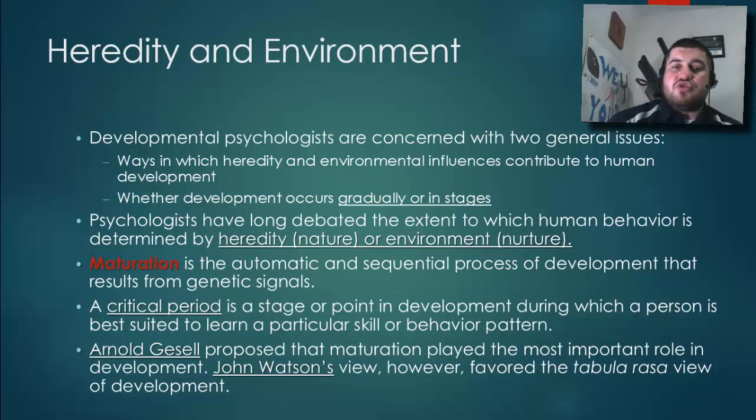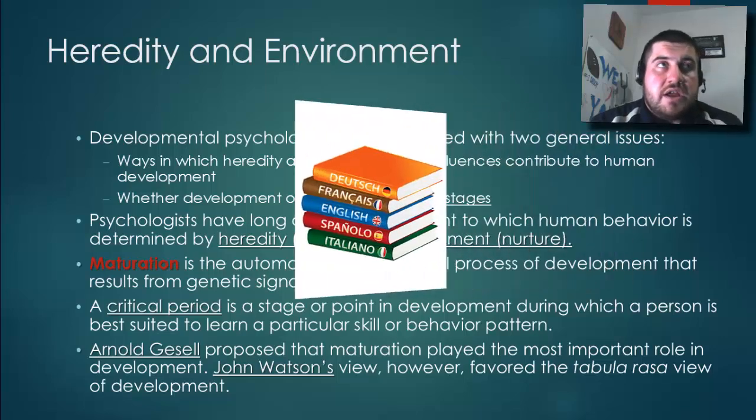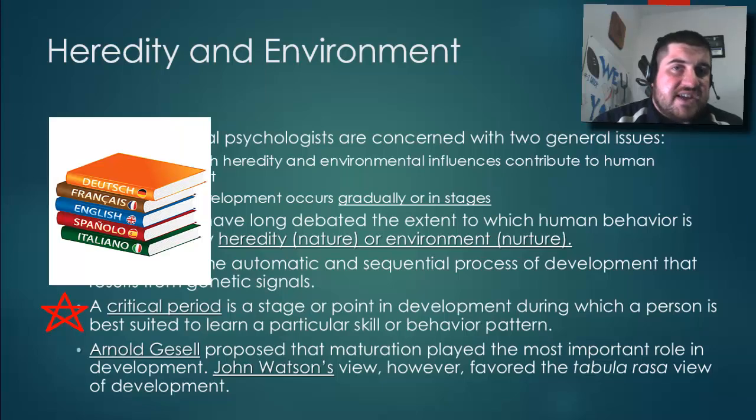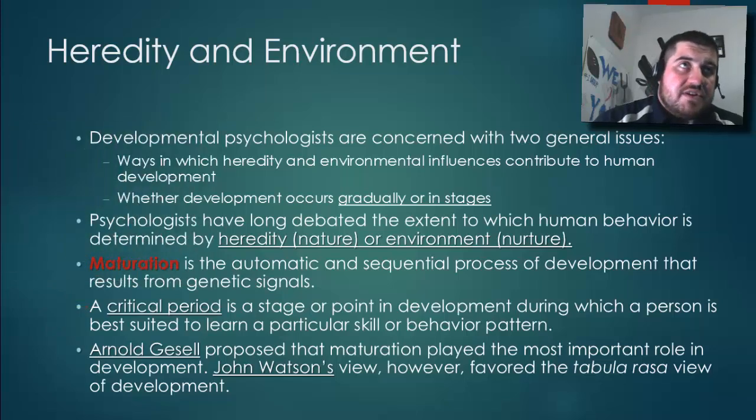Now, another key term is a critical period. A critical period is a point in a person's life where the person is best suited to learn a particular skill or behavior pattern. So for example, little kids, 2-3 years old, are great at learning languages. That is the best time of your life to learn a language. The longer you wait, even into adulthood, it becomes more and more difficult for a person to learn a second language. And so that's why if a person is bilingual, they usually grew up knowing two languages and using two languages in the home, because that is the critical period for development.